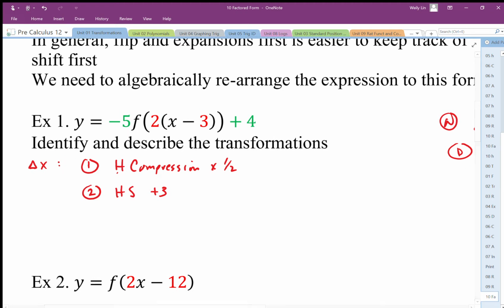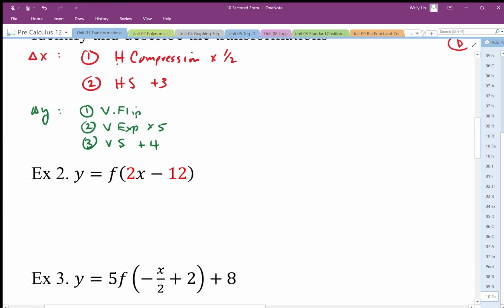And then the change in Y, well, the Y never was a problem. Change in Y is going to be a vertical flip first. It's going to be a vertical expansion by 5 times, and then a vertical shift plus 4, up 4. So for this one here, if I were to undo this, I would end up doing shift to the right 12 first, compress last. Now, it's hard to keep track of the vertex if that's the case.